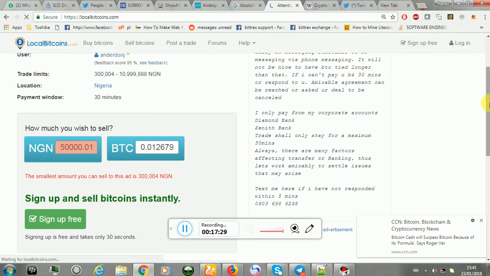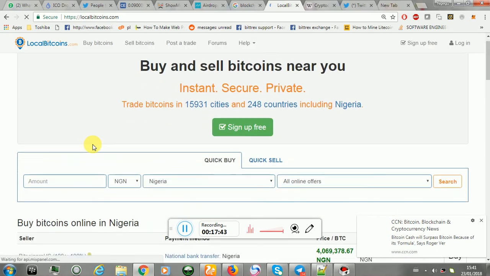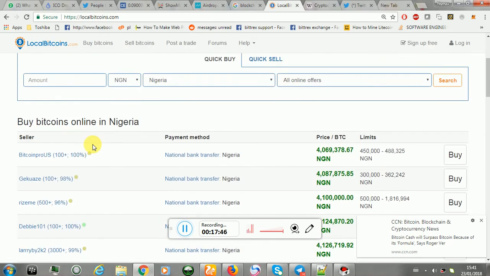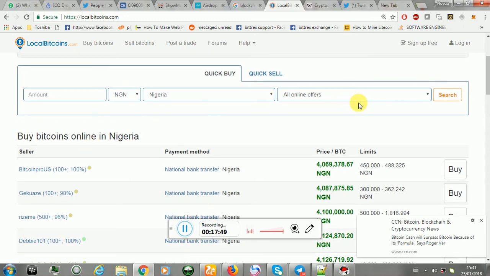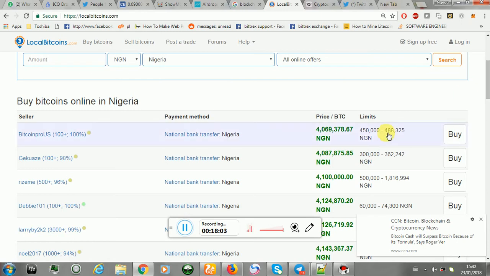When you visit LocalBitcoins for the first time, one of the first things you're likely going to see is a check that you're not a robot, for the website to see that you're actually a human being. After that, you're going to see a screen in front of you with people who are willing to sell their bitcoins to you. You can buy from this person, and they have their limits. This person is willing to only sell to people who have up to 450,000 and above. This one 300,000 and above, 60,000 and above, and so on and so forth.